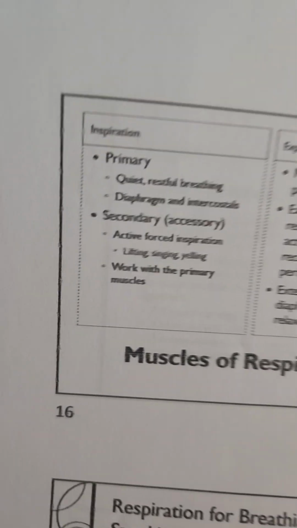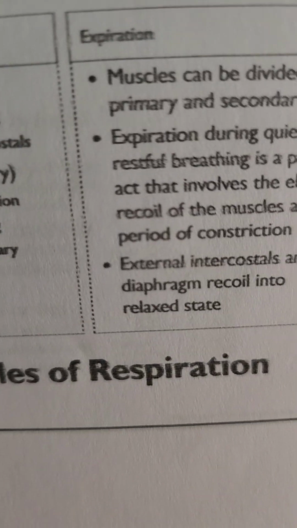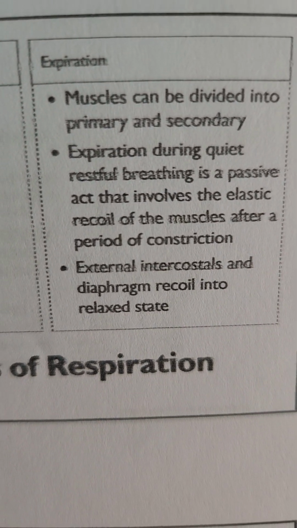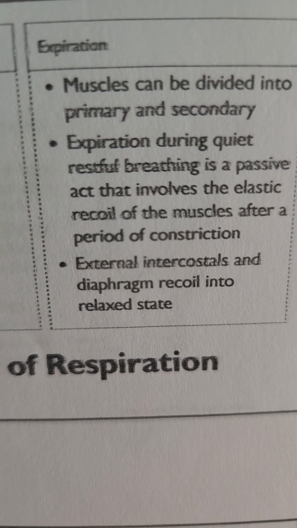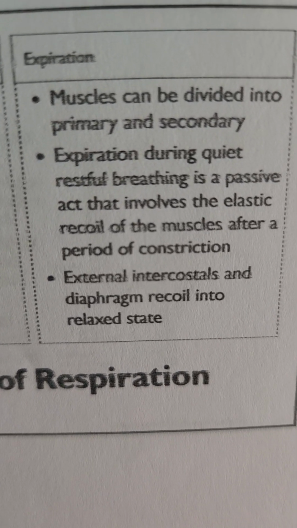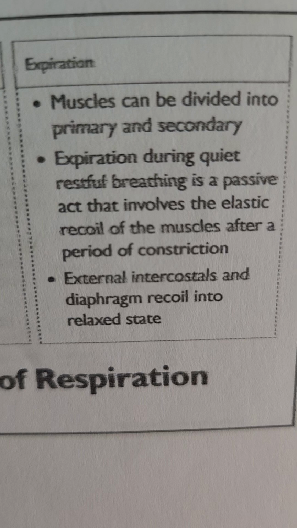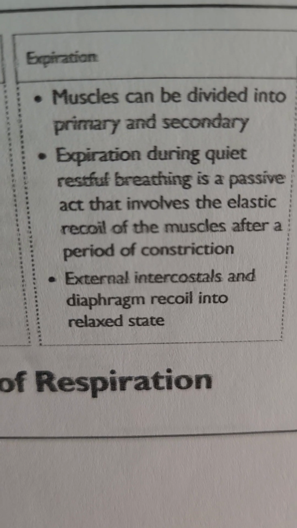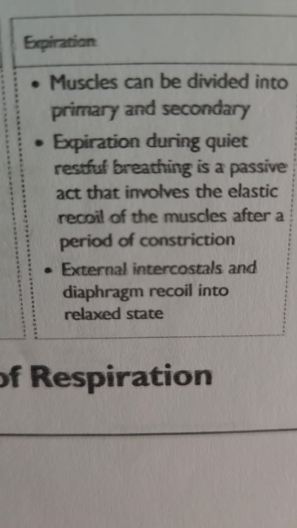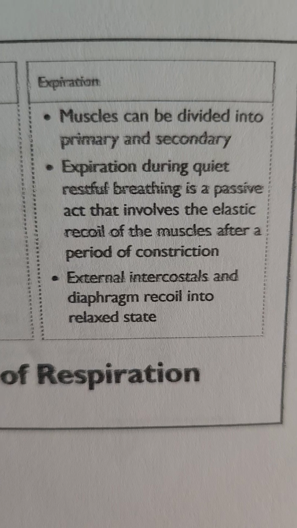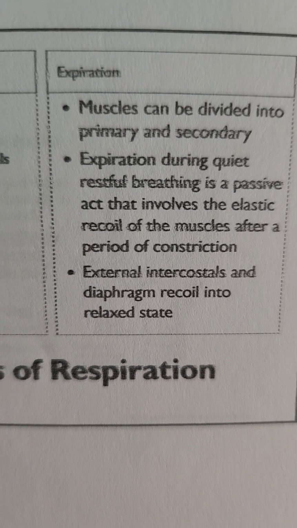So that's for inspiration. Expiration muscles can be divided into primary and secondary. Expiration during quiet, restful breathing is a passive act that involves the elastic recoil of the muscles after a period of contraction. External intercostals and diaphragm recoil into a relaxed state.